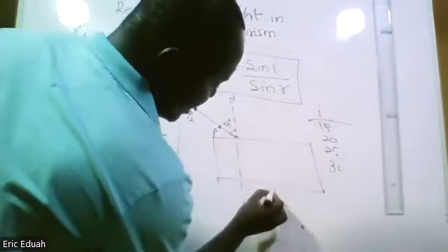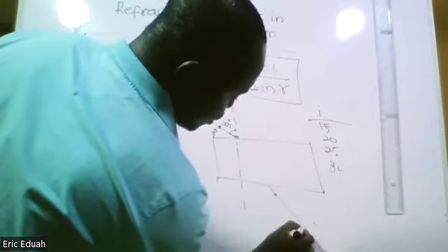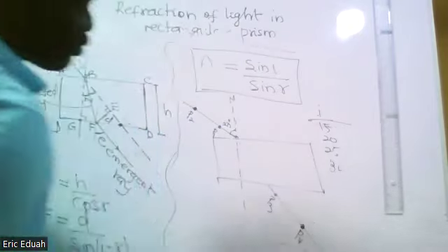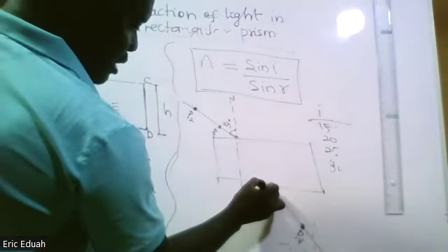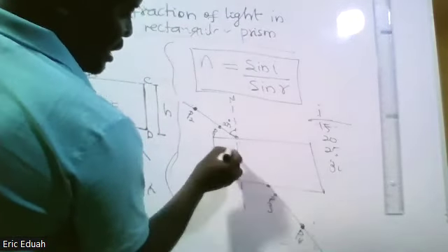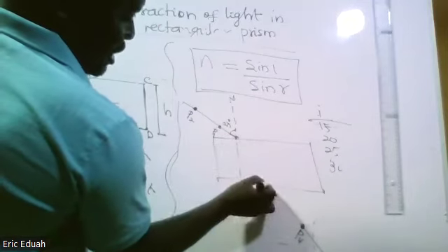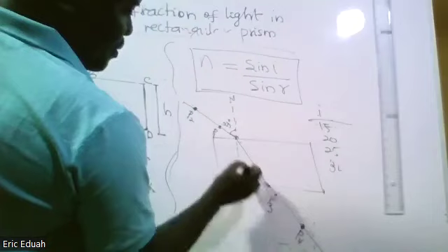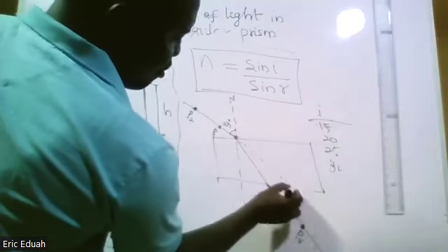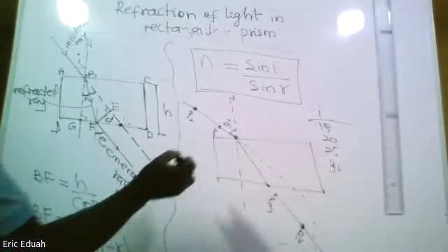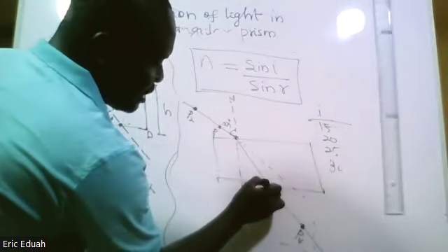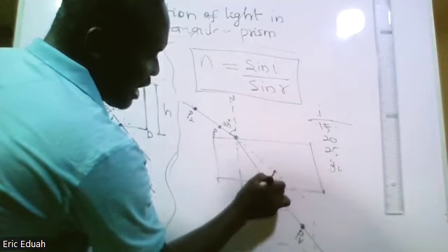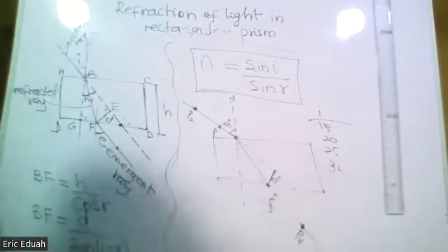After that, I join. This is P3, P4. When you join these 2 points, then you join this point to this point. Then you can determine how the incident ray seems to be shifted from its original path, the lateral shift or displacement G.